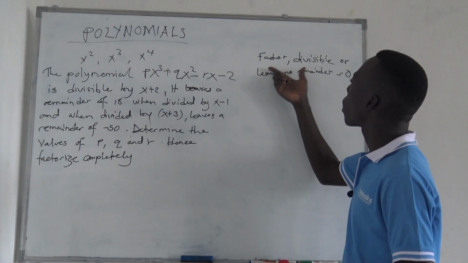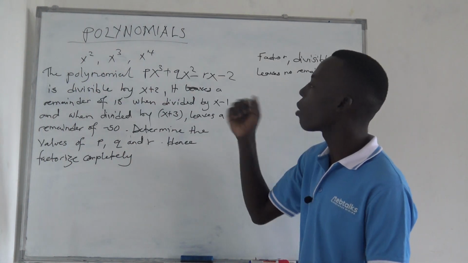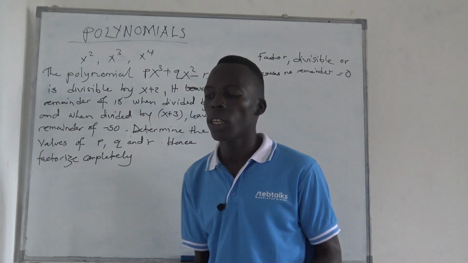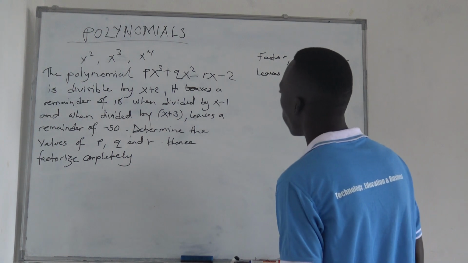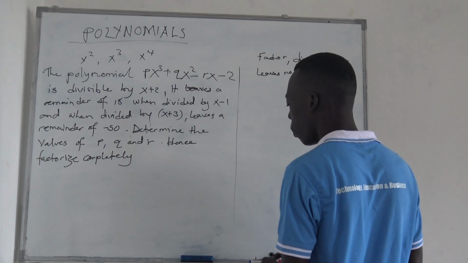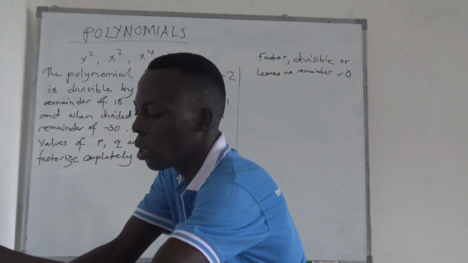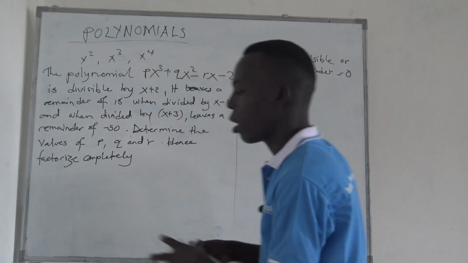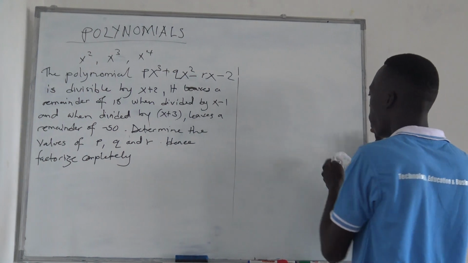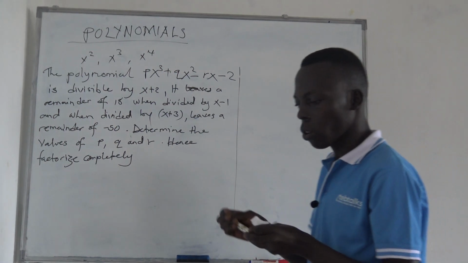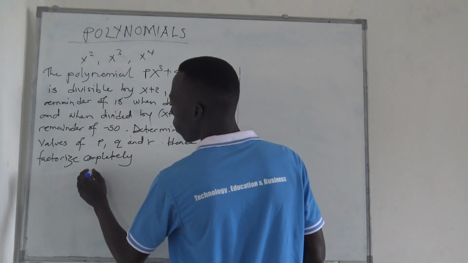So when they say factor or divisible, and in that divisible they have not said anything about the remainder, just say everything is equal to zero. So that is what we are looking at right now. So this is the question, and we are continuing with our discussion about that. Having understood that one, we can continue now with the solution.